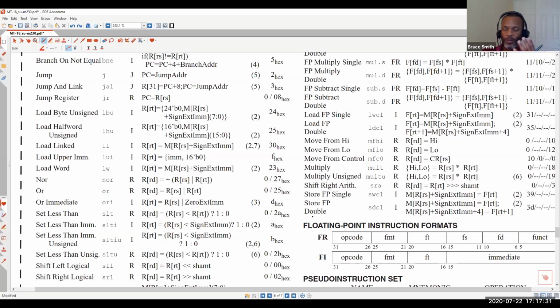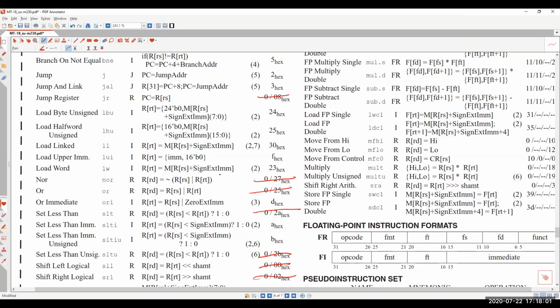Since the opcode is not 0, those 6 bits were not 0, I'm not going to look at any of these. It's not a 0 based. So it's one of those singular ones. It is not an R format. It's another formatted instruction. The set less than immediate. Yeah, it's a set on less than immediate.